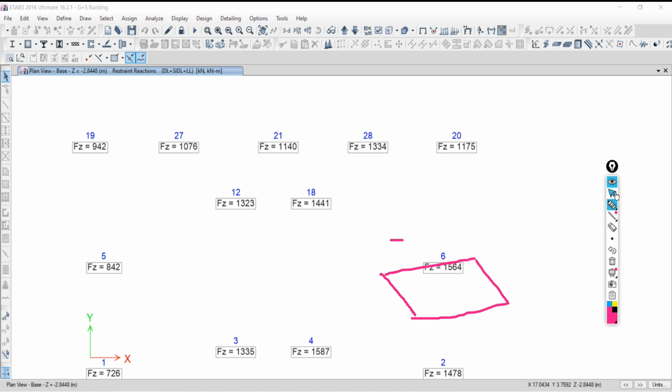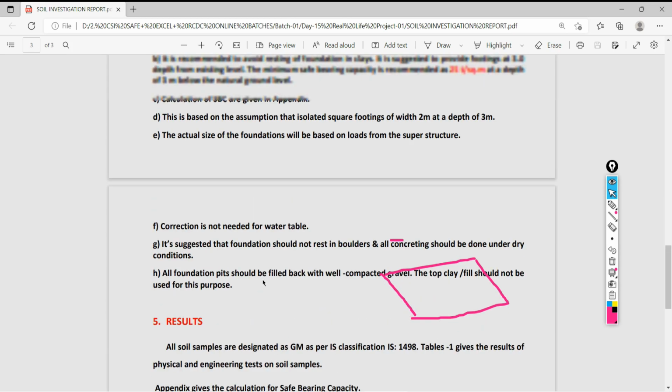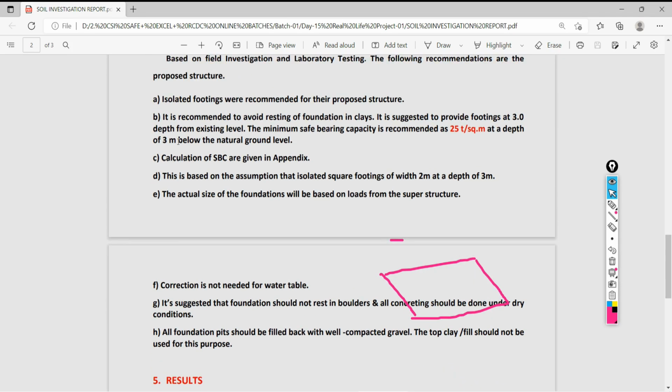Bearing capacity of the soil. Okay, settlement, how much settlement has been given? Let me check how much settlement is there. Sorry, column, where is it given?